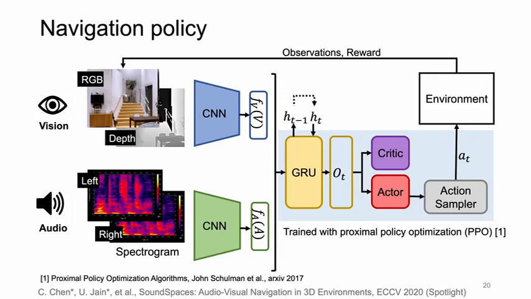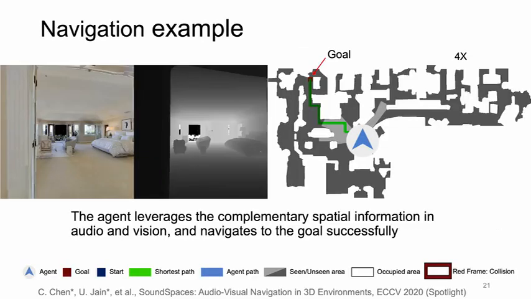We train a reinforcement learning policy for the agent to take both vision and audio as input and output actions in the environment, where the agent learns by trial and error and is rewarded for getting closer to the goal. And here is one demo of the navigation.